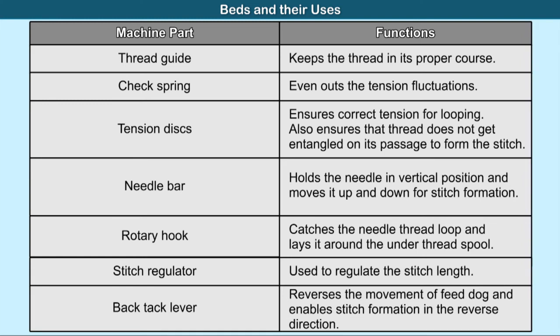Stitch regulator, it is used to regulate the stitch length. And last is back tack lever, it reverses the movement of feed dog and enables stitch formation in the reverse direction.